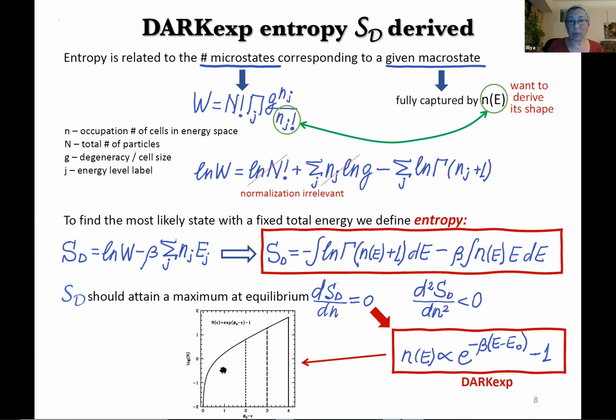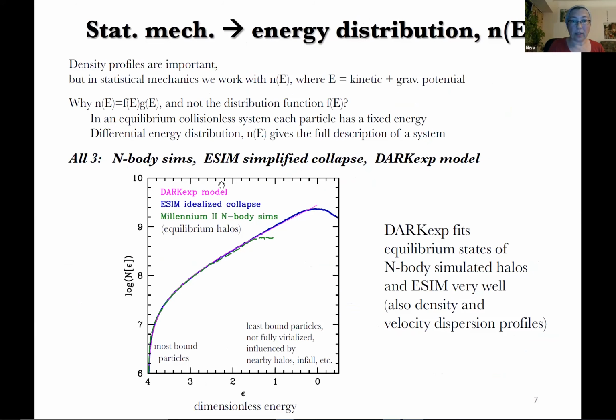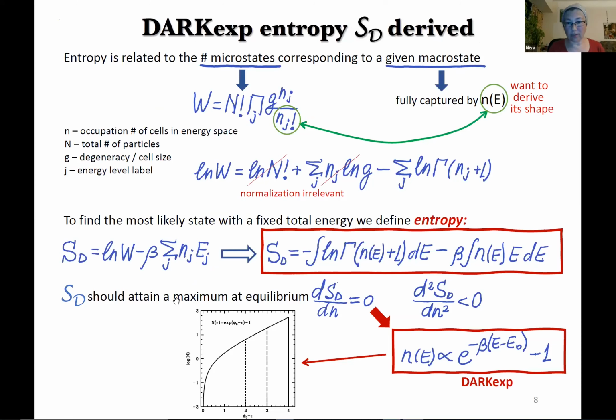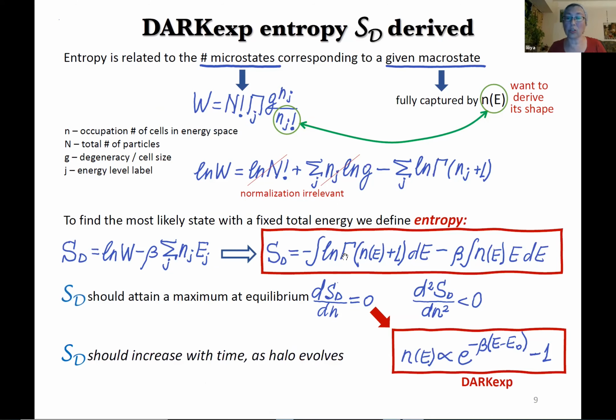And this is what I had plotted previously in magenta. Okay, so it fits what n-body simulations give us. So this is great, but if this entropy expression is a good entropy expression, it should also do one more thing for us. It should increase with time, just as you would expect for entropy to increase as the halo evolves. And I will show that this is in fact the case on the next slide.